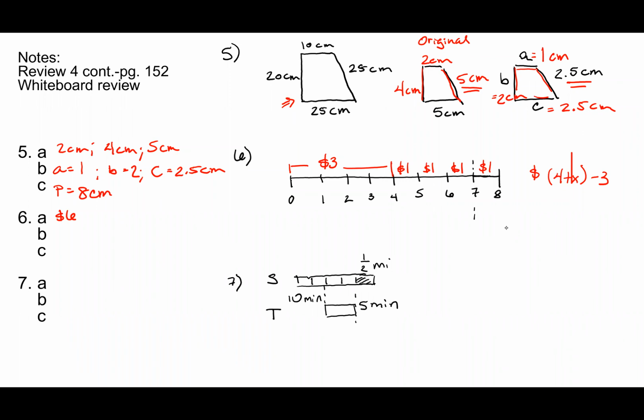Okay, great job. So you said 4 plus X minus 3. You said 4 for the 4 days, right? Because it was more than 4 days, plus X would be the dollar, and then minus 3 for the minus $3. Now, can we simplify that? 4 plus X minus 3? What terms can we combine in that expression?